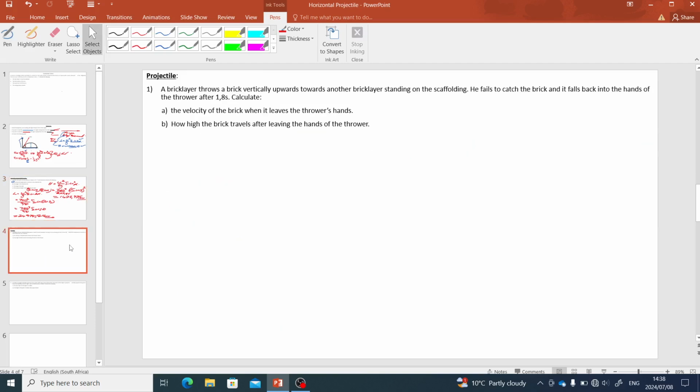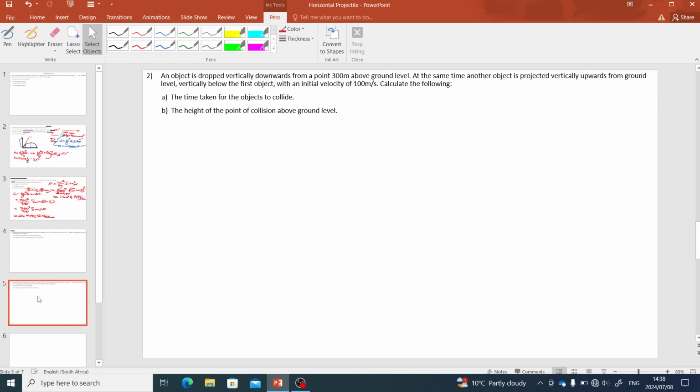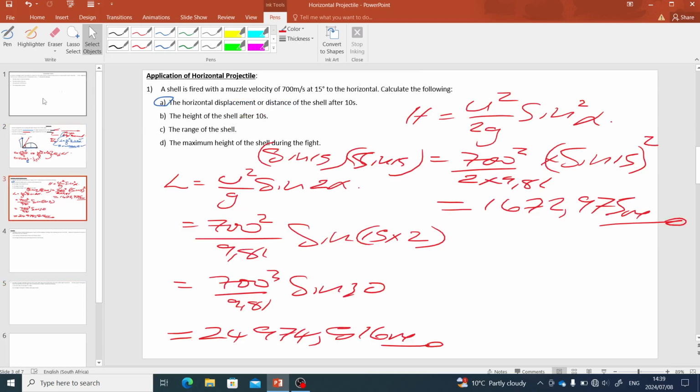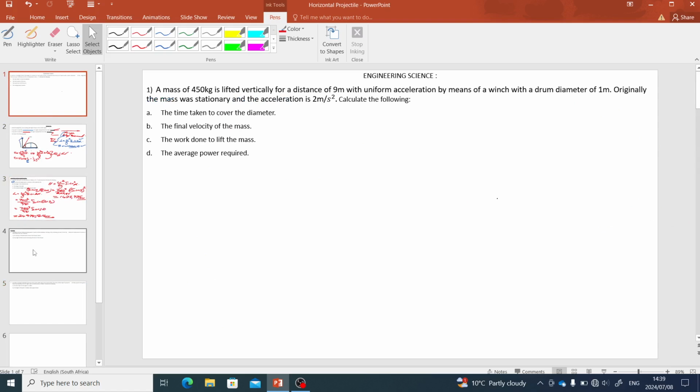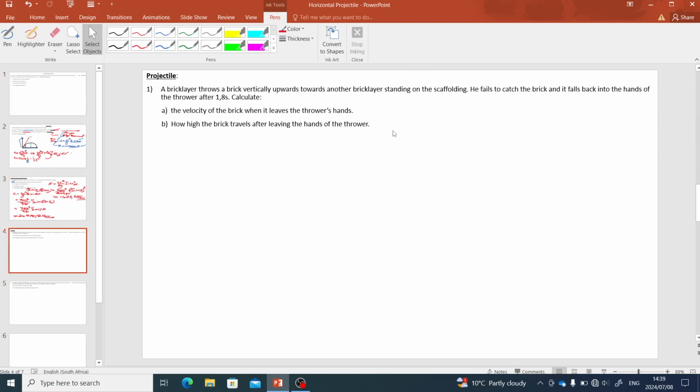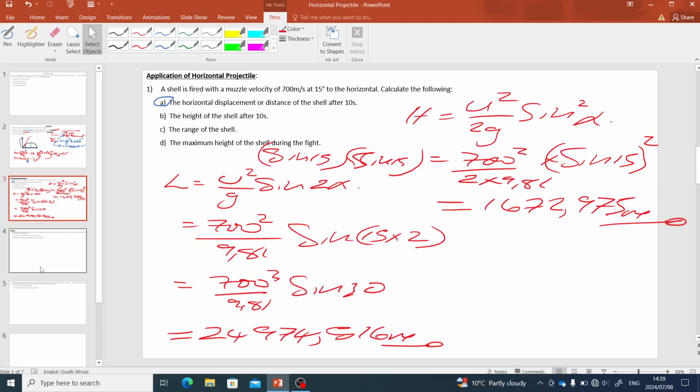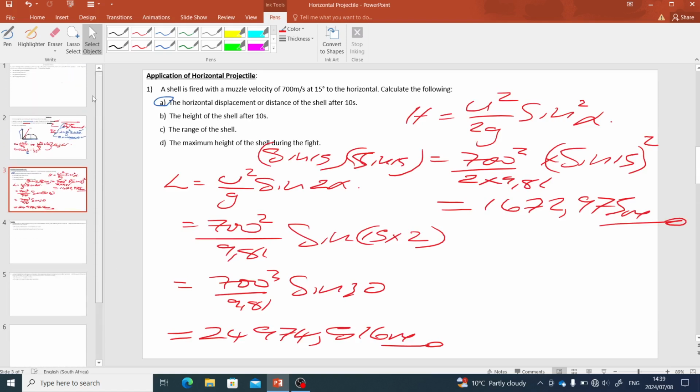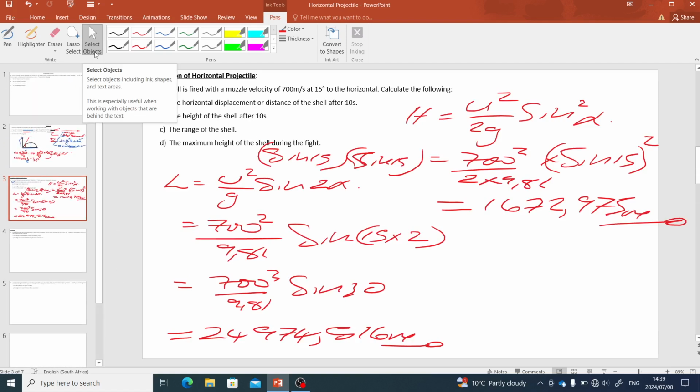Let's look at another question. We dealt with that one. Those were the two questions I prepared for us. This one we've already dealt with; it's your vertical projection. This one is your horizontal projection. Right, this is how you deal with your projection.